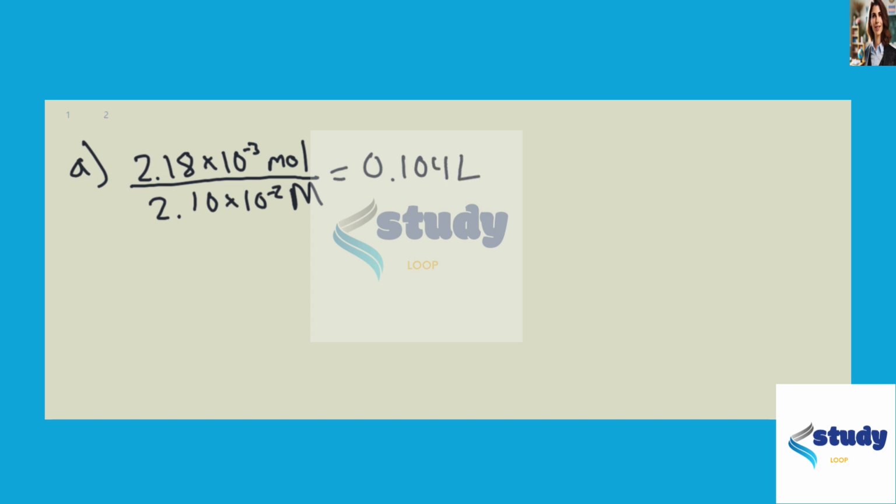And so we get 0.104 liters. Now this here is our first equivalence point. And then if we go times 2, because we have a diprotic acid, we will get 0.208 liters, or 208 milliliters, as our second equivalence point. So that's our answer for part A.